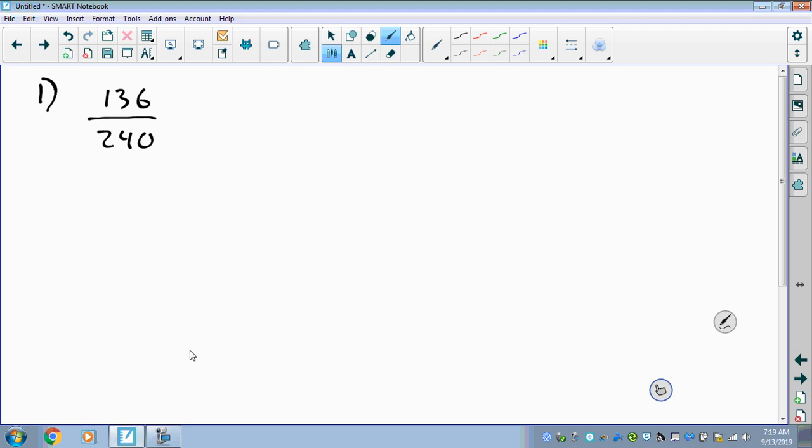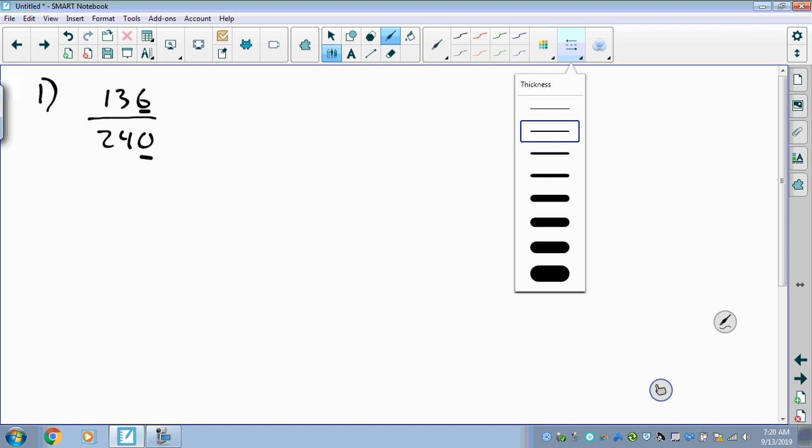So the first thing that they wanted you to do with this one is reduce this fraction. Probably the easiest thing to do here, because these numbers are a little bit larger than what we're normally used to dealing with, is to just notice that they're both even numbers. You have 136 as an even number, and 240 as an even number as well.